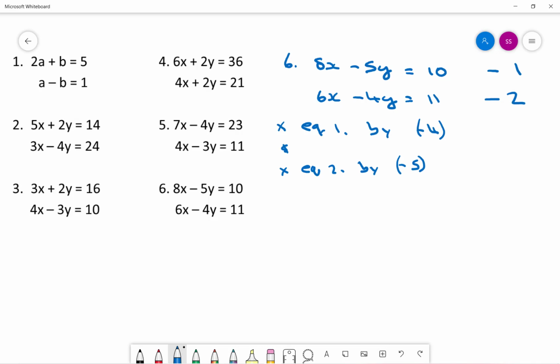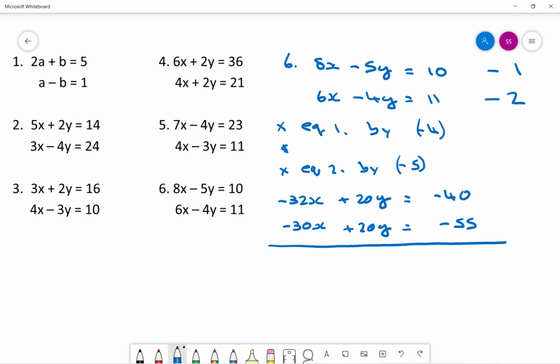So if we do that then, multiplying through the first equation, 8x times negative 4 will be negative 32x, negative 5 times negative 4 will be plus 20y, and 10 times negative 4 will be negative 40. For our second equation, we multiply through by negative 5. 6x times negative 5 will be negative 30x. Negative 4y times negative 5 will be plus 20y. And then 11 multiplied by negative 5 will be negative 55. So now my y terms are the same.